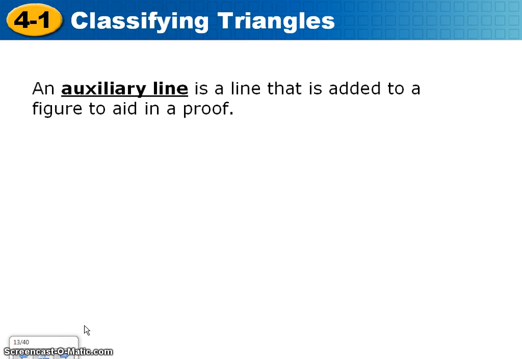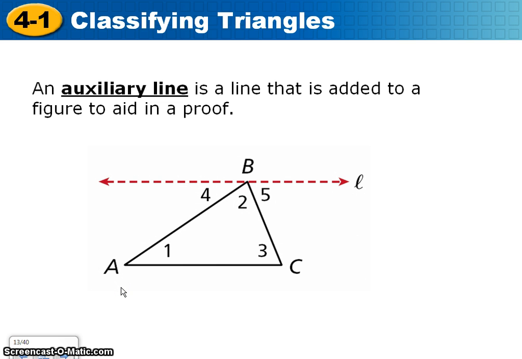In order to prove this theorem, we're going to add an auxiliary line to our diagram. And as we talked about already, an auxiliary line is a line that can be added to a figure to help us prove something. Now, auxiliary lines can only do 2 things, and the auxiliary line that we're going to add to our diagram here is going to do two things. It's going to go through point B, and it's going to be parallel to the line AC.